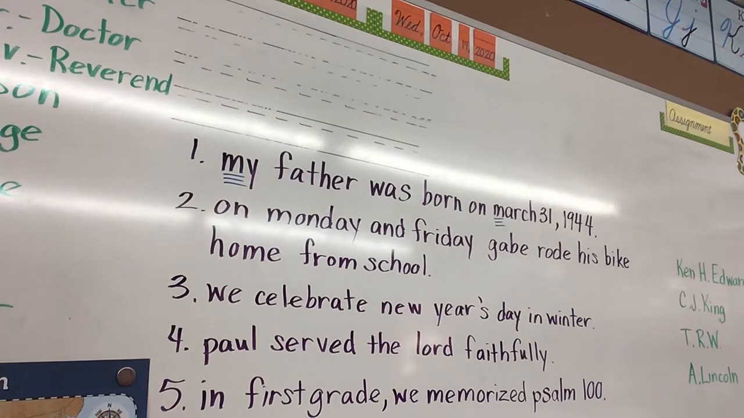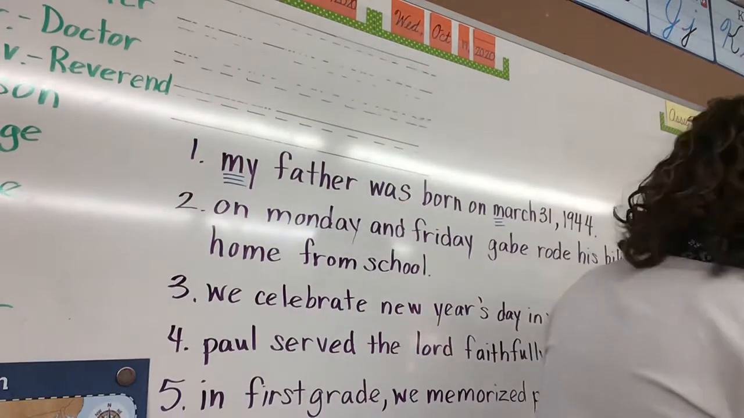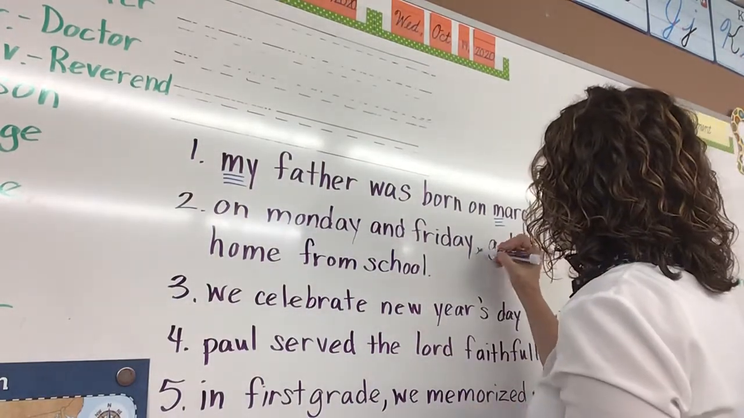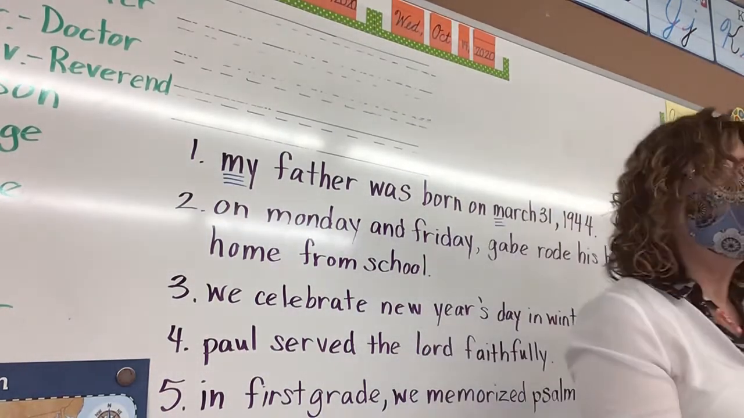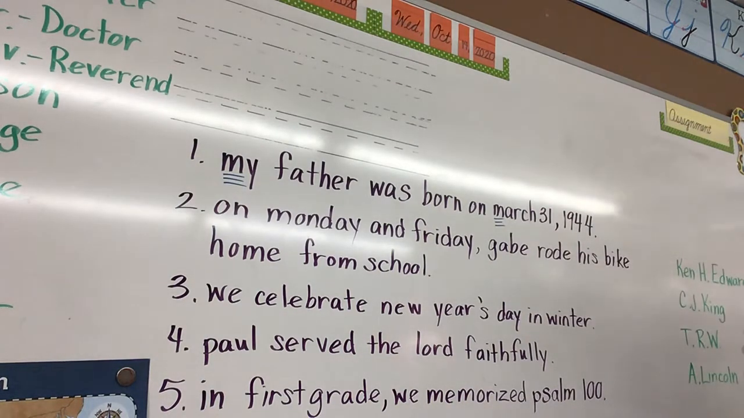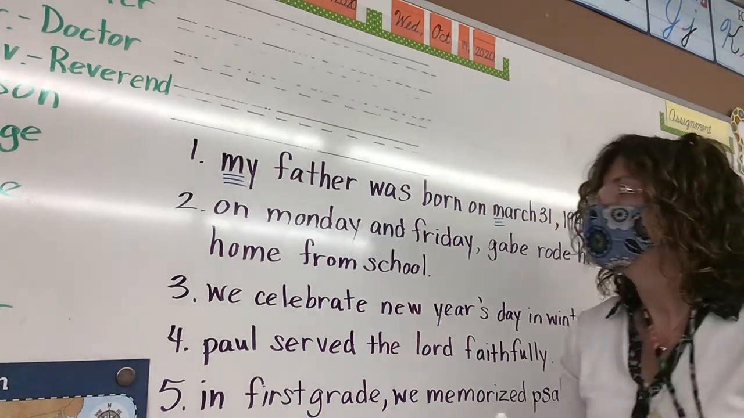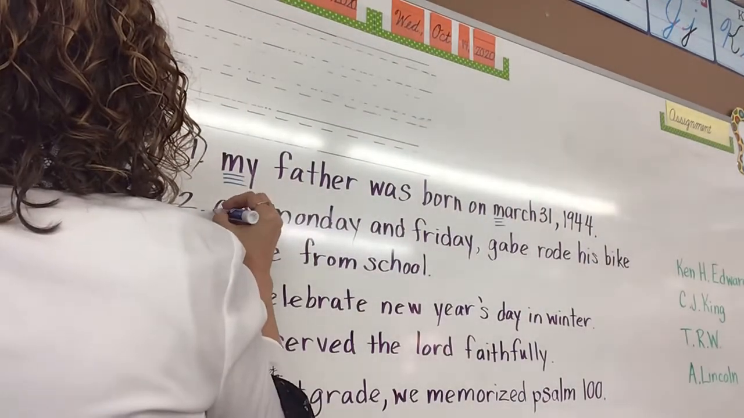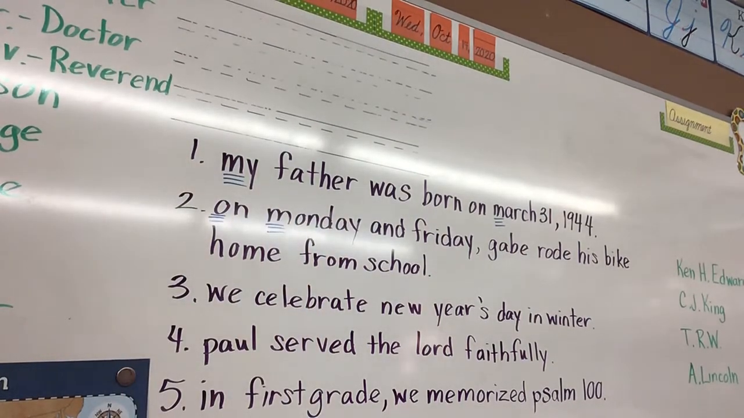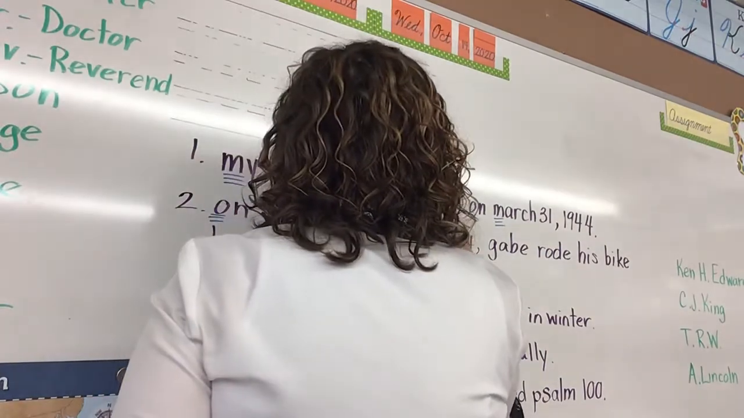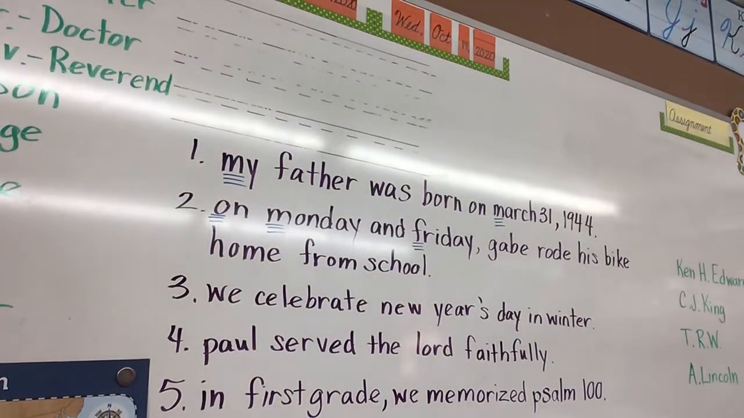All right, on Monday and Friday, Gabe, read it with me, guys. On Monday and Friday, Gabe rode his bike home from school. And I forgot to put that comma that you guys don't know the rule for. There's your comma there. Whoops. Okay, so what needs to be capitalized in that sentence? On. Because? It's the beginning of the sentence. What's next? Monday. Why? Because it's the day of the week, days of the week, months of the year, but not the season. What's next? Friday. Why? Because it's days of the week, months of the year, but not the season.